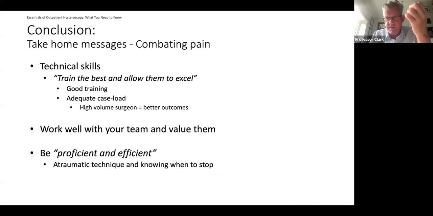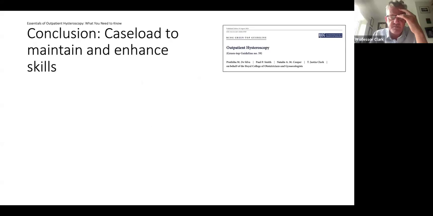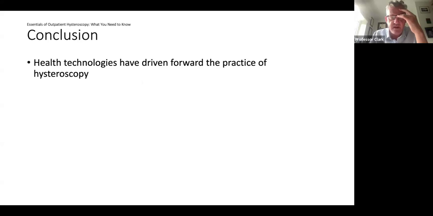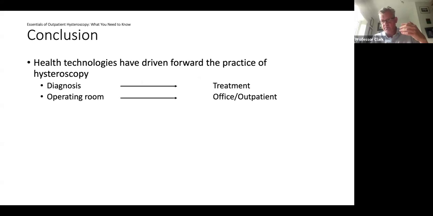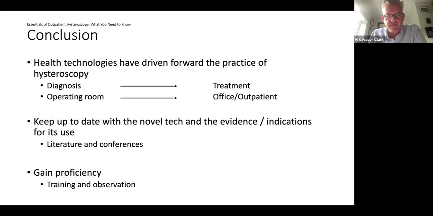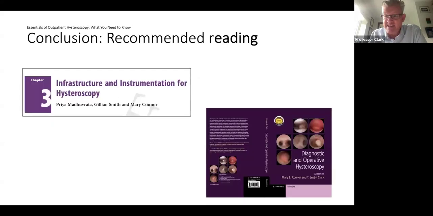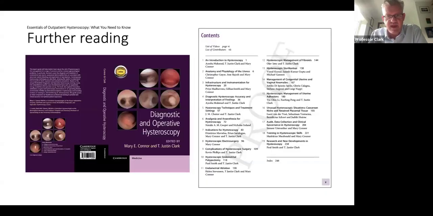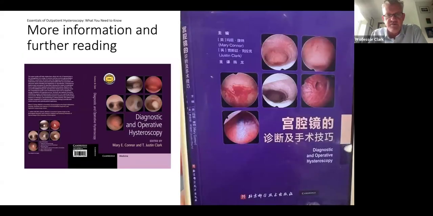And it's not just about you. It's about the team, the infrastructure, both human and the provision of the right technologies and equipment, particularly the smaller diameter stuff with great imaging quality, to be able to perform something very effectively. And increasingly now we are moving from diagnostic to therapeutic procedures in an office environment. But the key thing, as with any technique, is that caseload and practice are important. And I'd draw your attention to this book again that you may find useful.